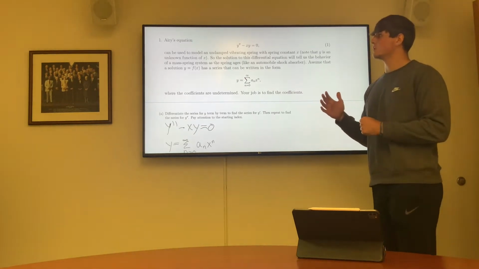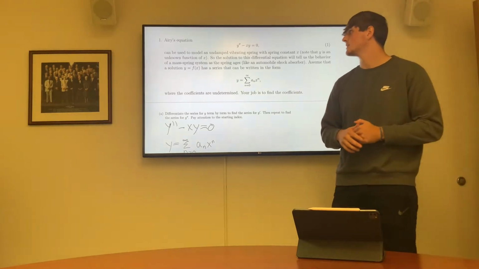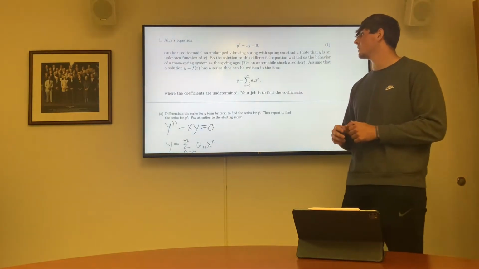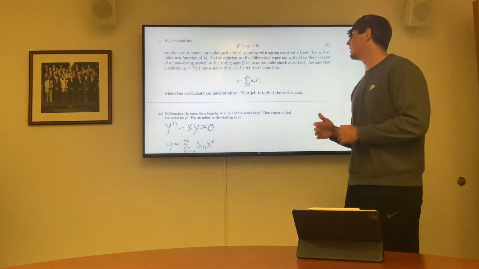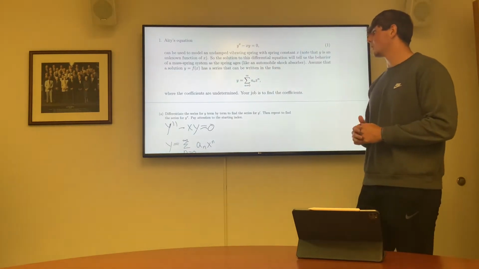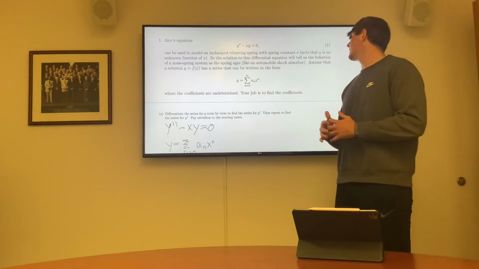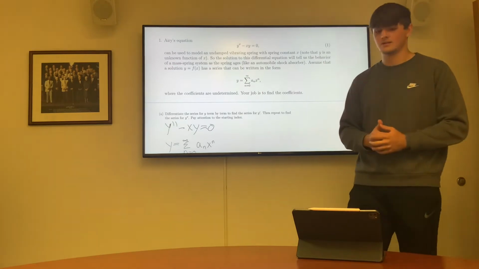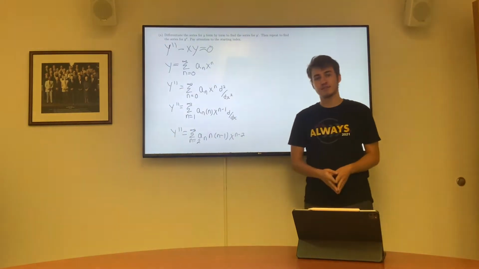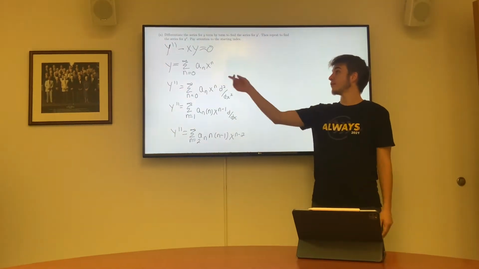Starting off, assume a solution y equals f of x has a series that can be written in the form y equals the sum from n equals 0 to infinity of a_n x to the n, where the coefficients are undetermined. Our job will be to find the coefficients. Our first task is to find a series for y double prime.